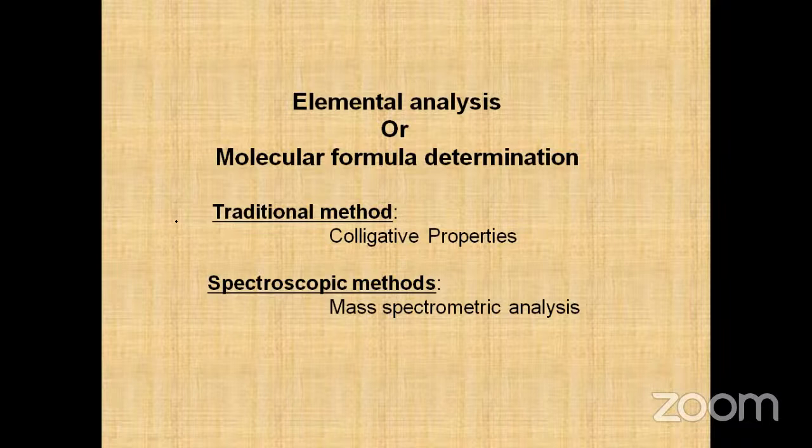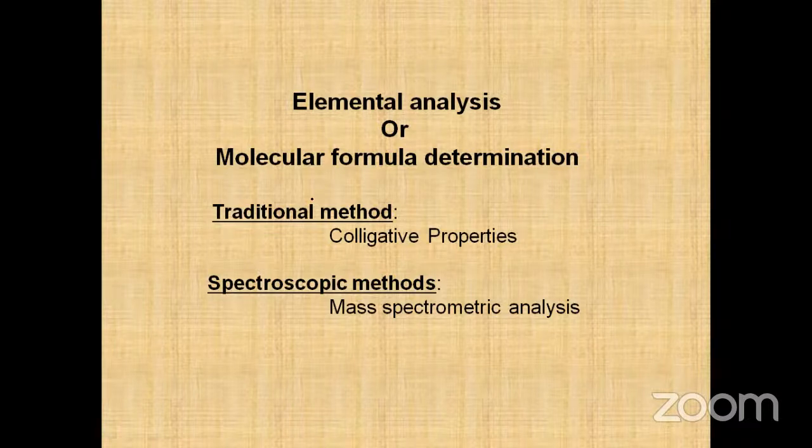Okay, or other methods. The traditional molecular formula determination method, that is the colligative properties method, using the elevation of boiling point and depression of freezing point, by which we can also determine the molecular weight of the compound, from which we can quantify the molecular formula.